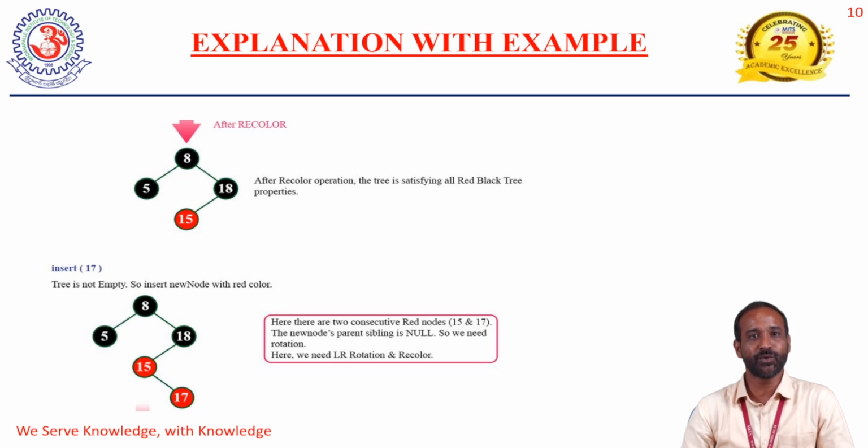With the rotation, it goes toward the right side. That means 17 came up and 15 came down. So after applying the rotations, 17 becomes the root with 15 and 18 as children. Here recolor is also performed: 17's color is changed to black. So now the tree satisfies every property of a red black tree.